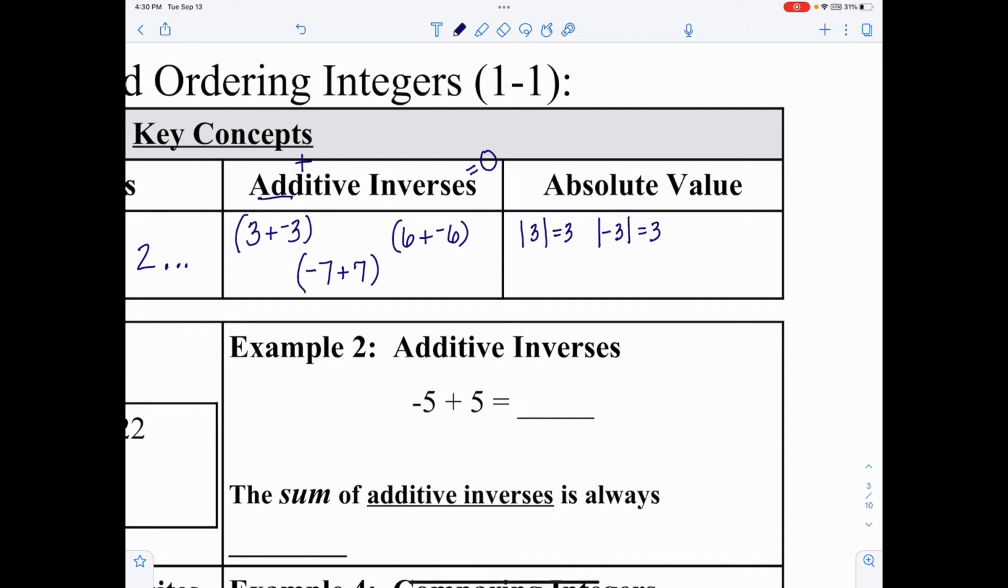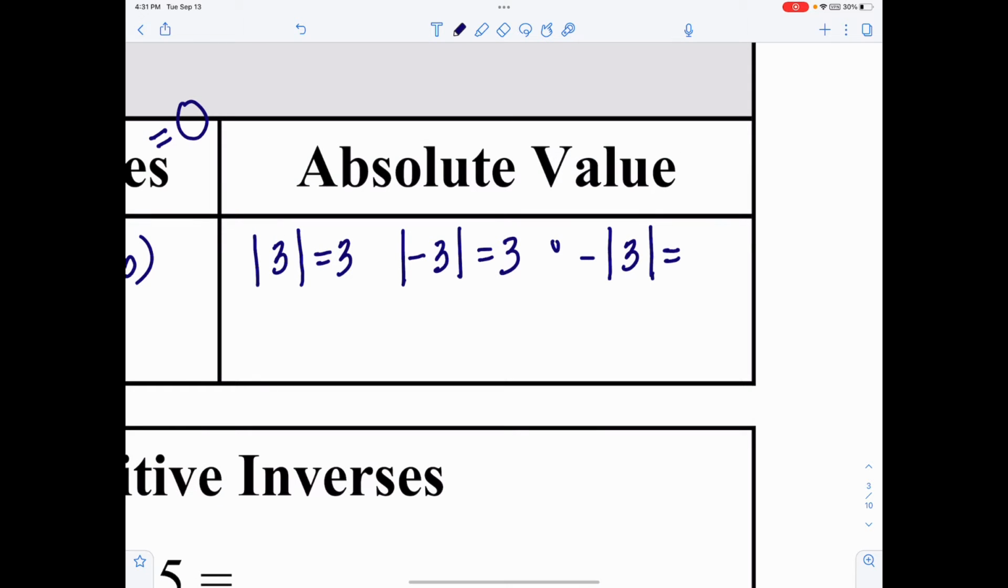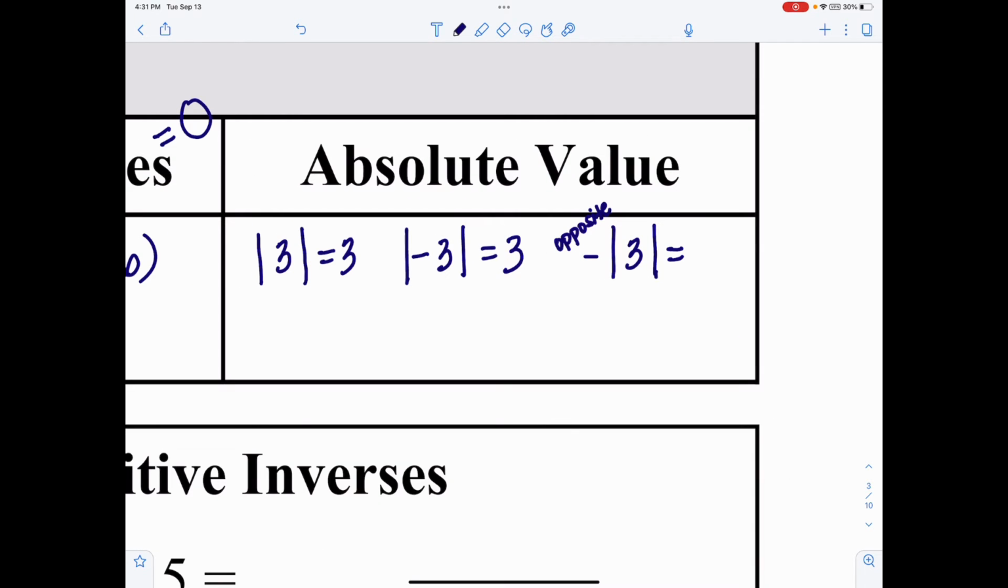All right, let's do another scenario here. What if I say the opposite of the absolute value of 3? So we focus on what this means. Let's zoom in a little bit more, and I want you to write opposite. Okay, so opposite of the absolute value of 3. First of all, what's the absolute value of 3? It's 3. What's the opposite of it? It is negative. Because that negative symbol is outside of the absolute value, that's how we think through that.